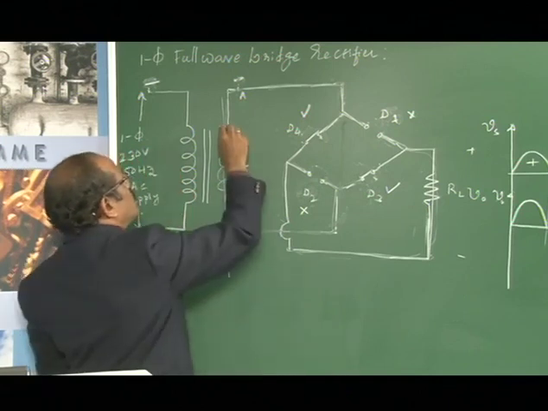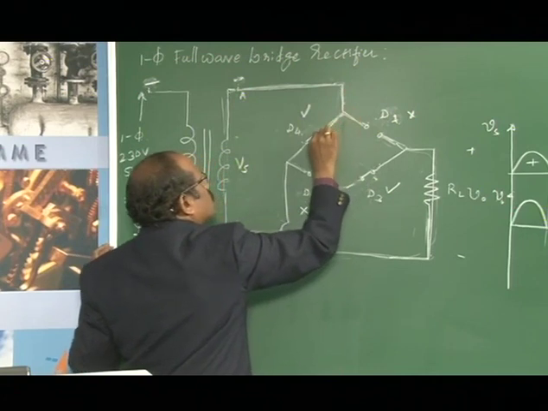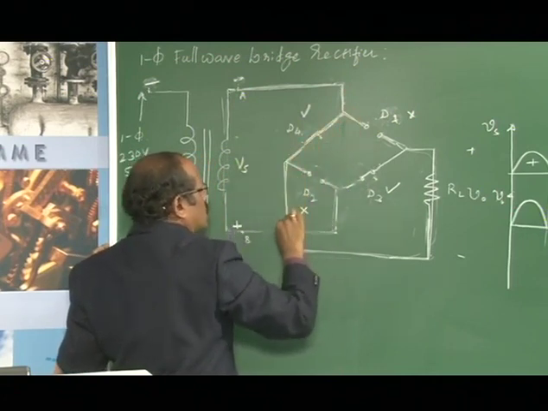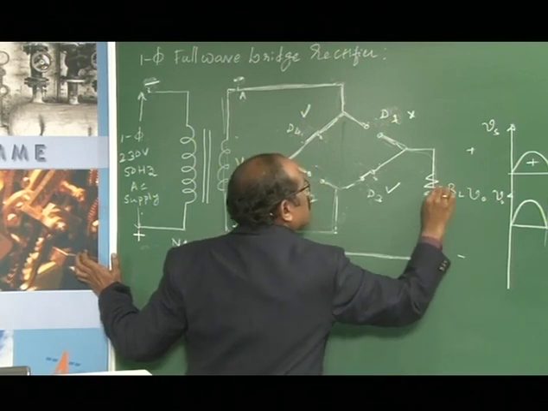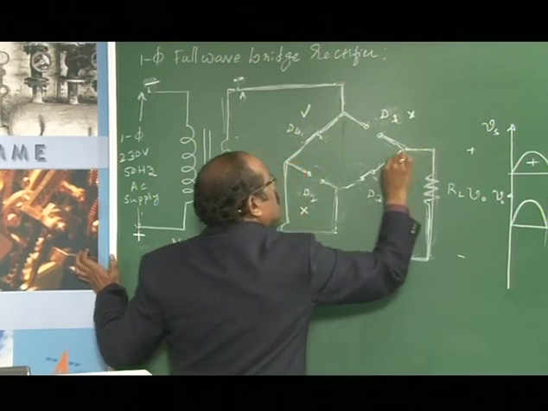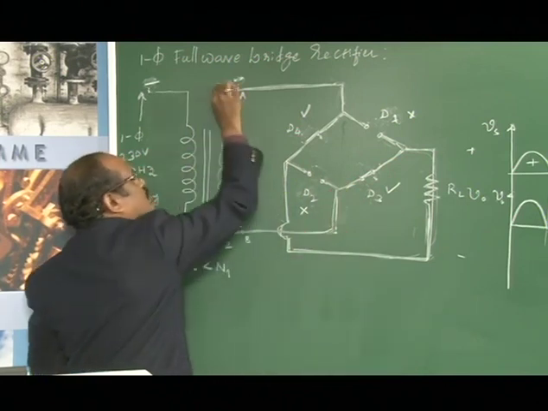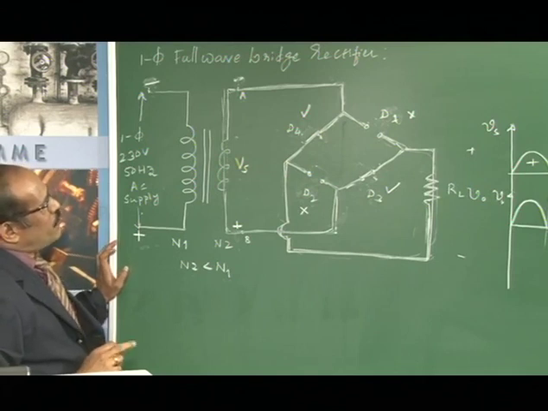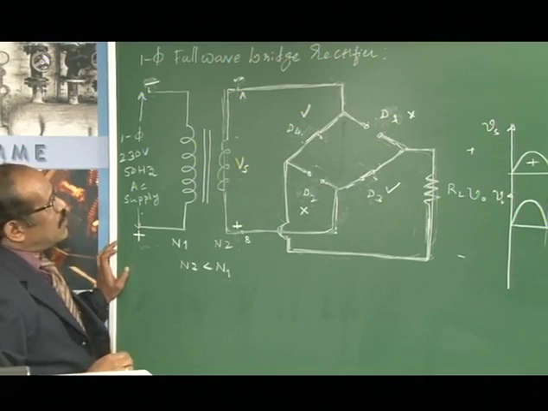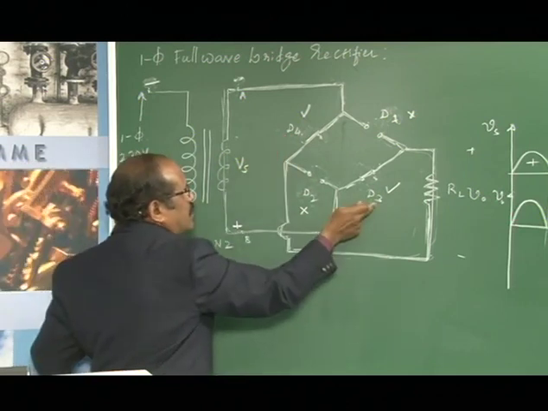Now how does the current flow? It flows from terminal A, then through D4, through the load resistance, and then through diode D3 and back to the secondary. So this is how the load current flows during the negative half cycle of the input signal, that is, when diodes D3 and D4 conduct.